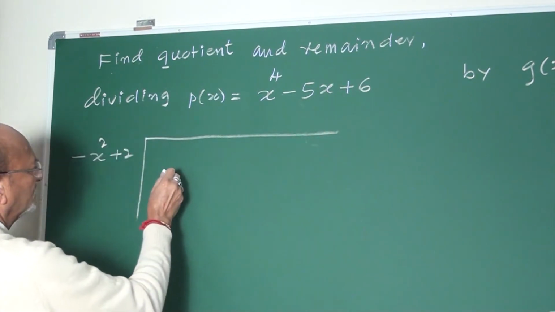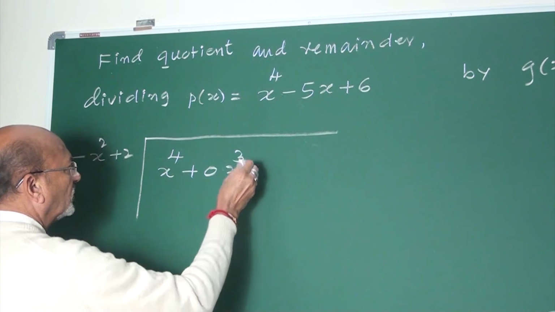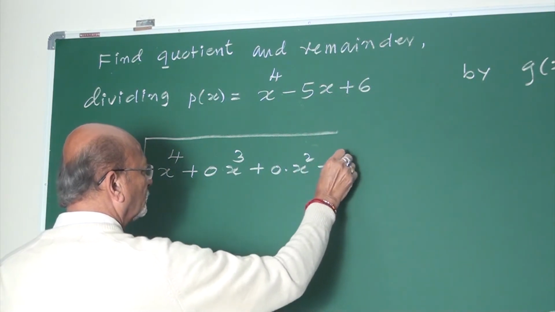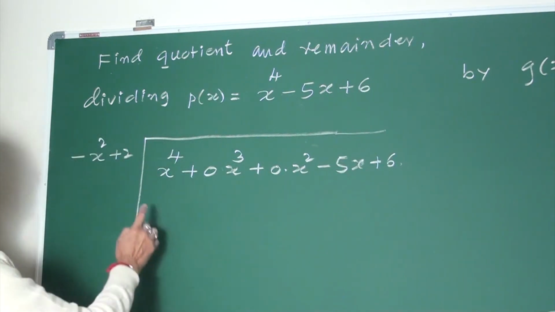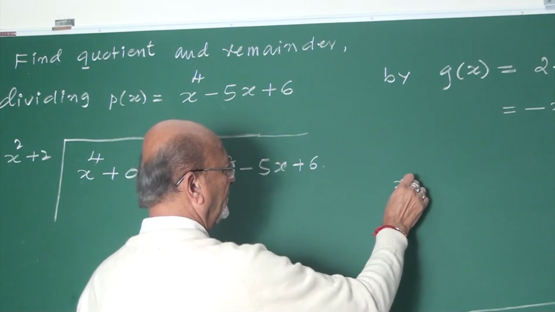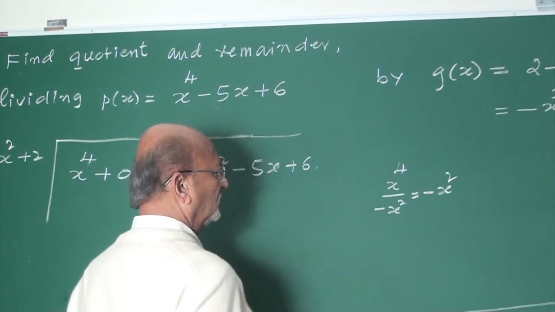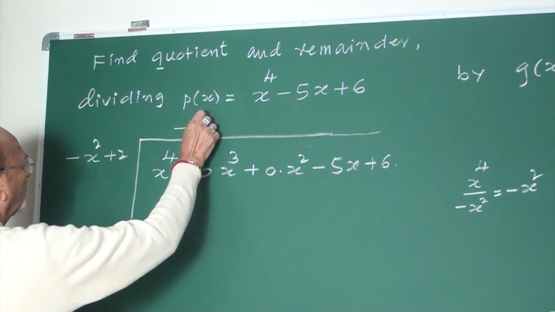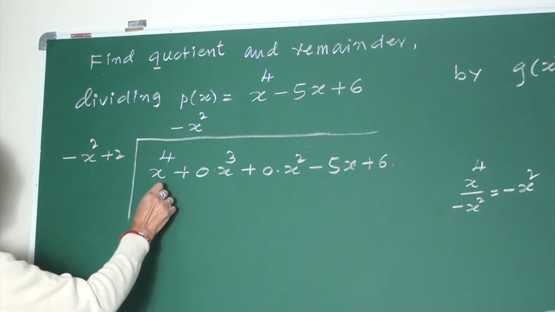Write the dividend. X to the power 4, there is no x cube, so 0 into x cube. There is no x squared, so 0 into x squared, plus minus 5x, then the constant. Yes, my friend. You are dividing x to the power 4 by minus x squared. It is x to the power 4 upon minus x squared, which simplifies to minus x squared. You have to multiply the divisor by minus x squared.